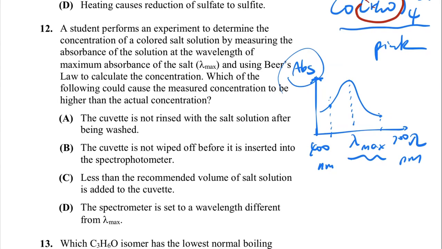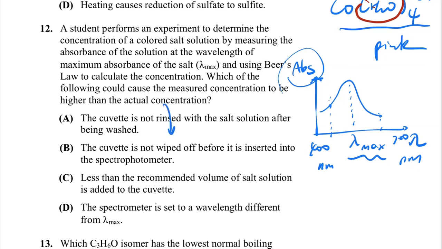Okay, let's read the choices A, B, C, D one by one. A, the cuvette is rinsed with salt solution after being washed. You know, after we wash the cuvette with water, there is always some water residue remaining in the cuvette, right? So if you directly add the salt solution to the cuvette, your solution is actually diluted, and then your results will be lower. Does this make sense to you?